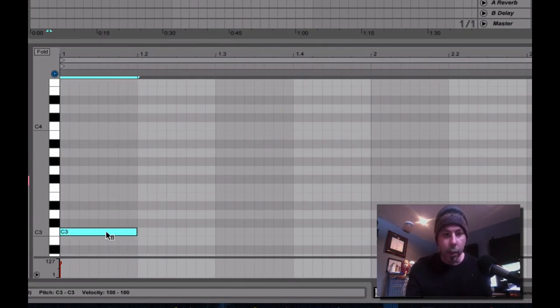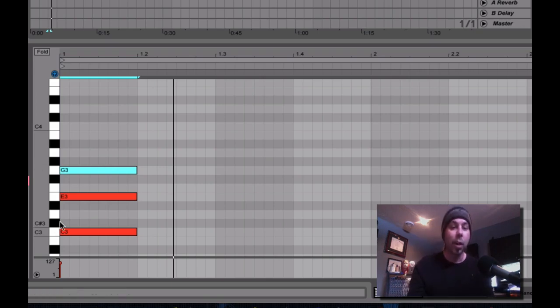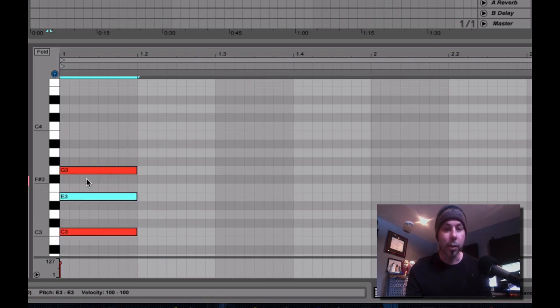Okay, so root, third, fifth. Okay, C major chord. Sounds happy, sounds cool. Now the seventh was taking it one step further. So we did the root, the third, the fifth, and then the seventh, right? This would be the sixth, this would be the seventh.